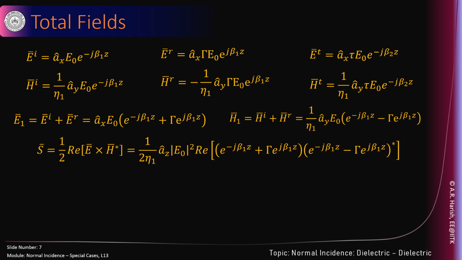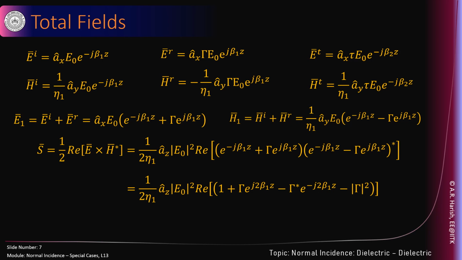Now, what is the power in the fields in region 1? E cross H star, or rather E1 cross H1 star, where you can straight away see that AX cross AY will give me AZ cap, and 1 upon eta 1 remains as 1 upon eta 1, and E naught star will give me mod E naught square. Then you have the real part of the quantity in brackets of the electric field multiplied by the quantity in brackets of the magnetic field, complex conjugated. Now if you expand this, you get e to the power of minus j beta 1 z multiplied by e to the power of plus j beta 1 z because of the complex conjugate.